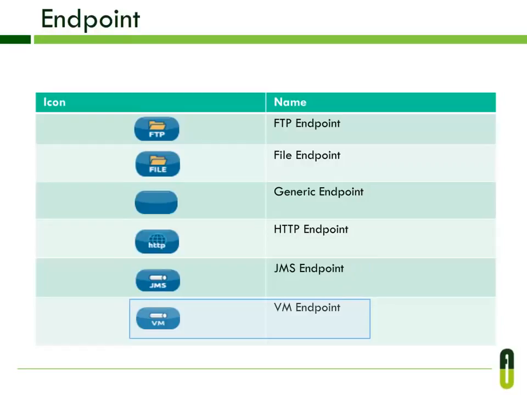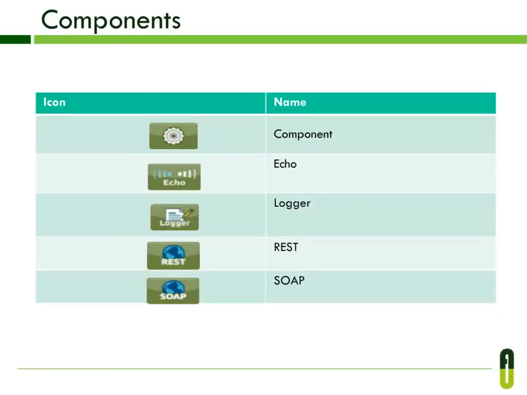VM endpoint. This endpoint is an in-memory queue that allows you to integrate different flows or services in the same Mule config. Here you can see the different types of components. First we will discuss the component. Component. This component is used to invoke a Java component.